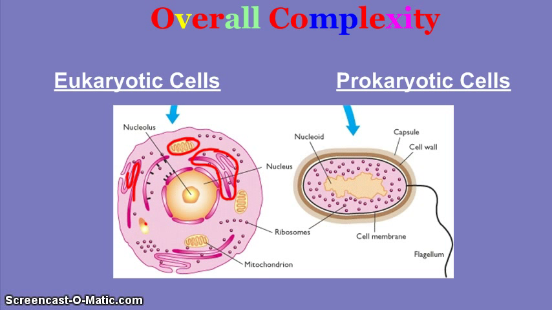If you take a look at the prokaryotic cell, besides the cell membrane, which is on the inside of the cell wall here, they really don't have any true membrane-bound organelles. You'll see ribosomes. That's common to both, although those are really not true membrane-bound organelles. So overall, the complexity for eukaryotic cells is very complex. Prokaryotic cells are pretty simple.